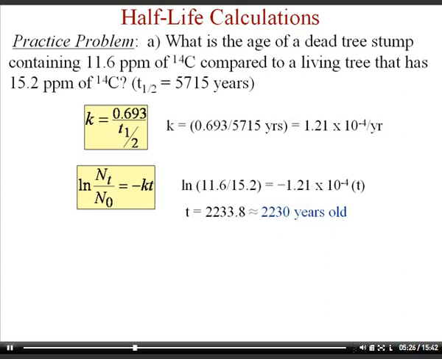Now, just for your information, 15.2 is the initial amount of carbon-14 in the tree sample. So if you cut that in half, you'd get around 7.6. So if the concentration of carbon-14 was down to 7.6 parts per million, we would know that it has gone through one half-life.